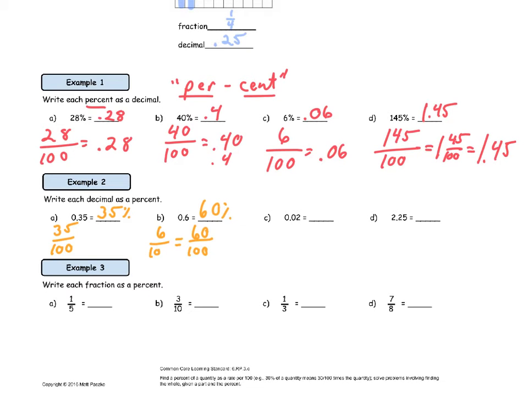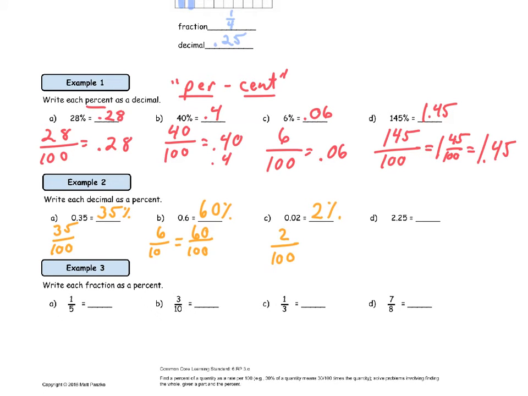Let's continue here. 0.02. In other words, 2 hundredths. So do we have the denominator we want? Do we have the cent? We absolutely do. So here it is. 2%. 2 over 100 is known as 2%.